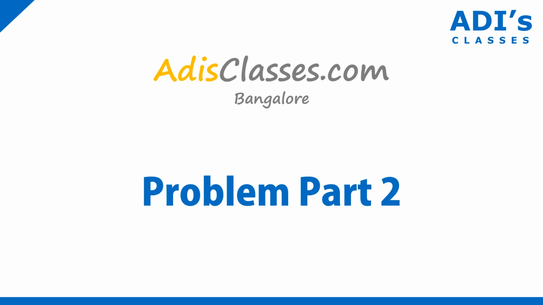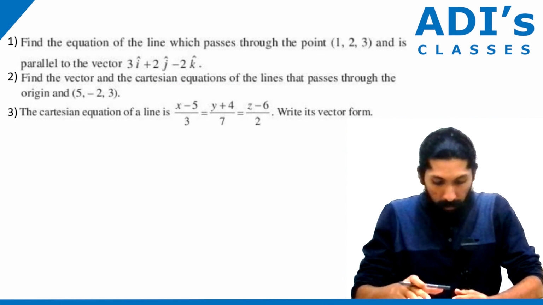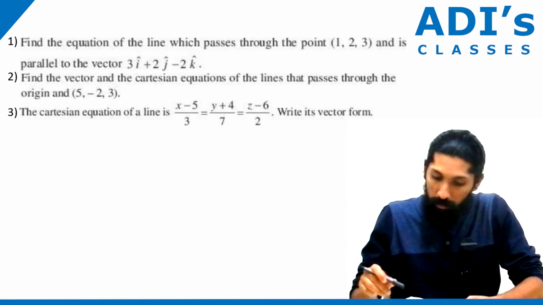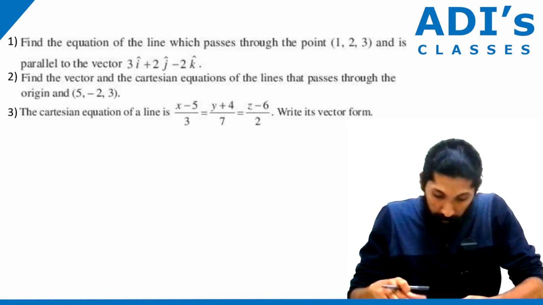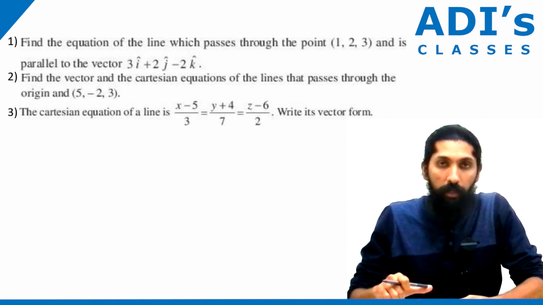Let's start with a few problems. Look at the first one. Find the equation of a line which passes through the point (1, 2, 3) and is parallel to the vector 3i plus 2j minus 2k.